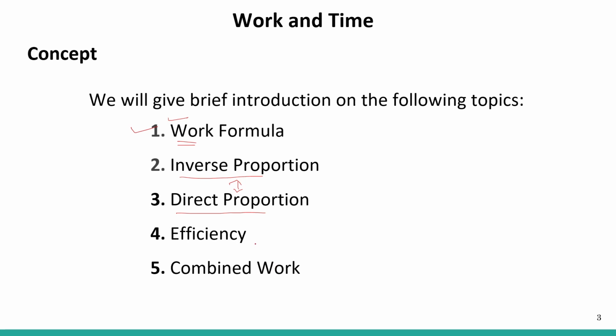The work formula is nothing but the relation between the amount of work done in a specific time. Inverse proportion is the relation between work and time, and how they are involved. Direct proportion is a specific kind of relation between two elements in work and time. We'll see it in detail.